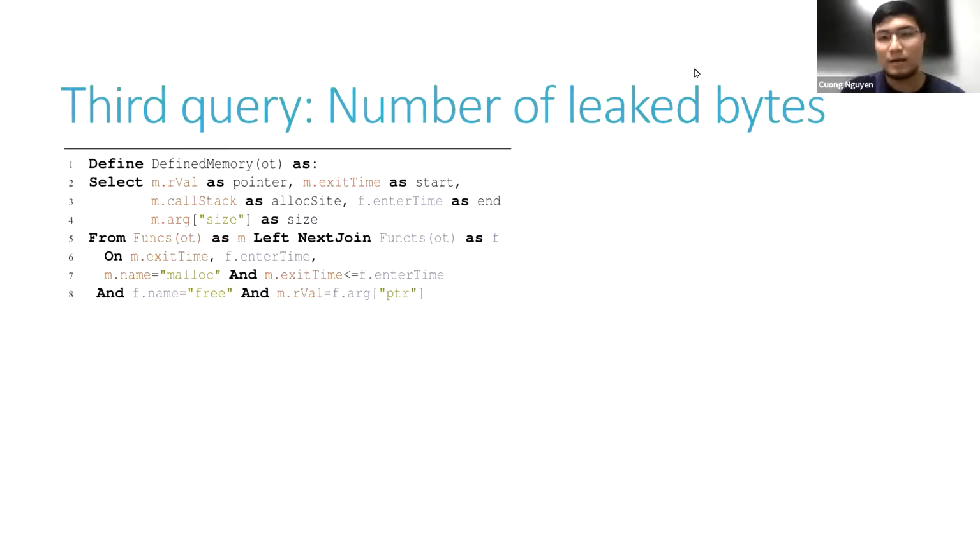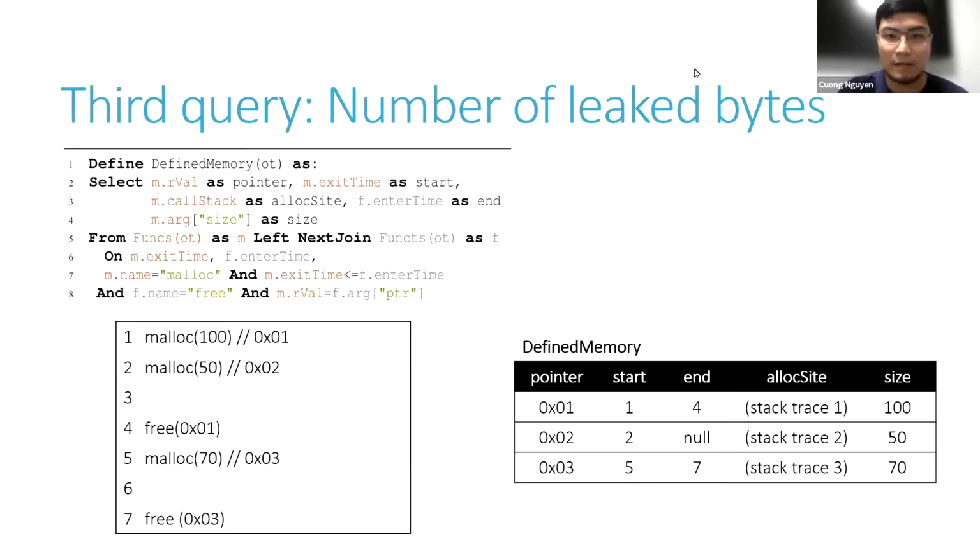To write the query for this question, we need to construct a new view called define memory. There's a lot going on here, so let's just look at the following example. Here I'm showing the calls to malloc and free, and on the left are the times that these calls happen. So at time 1, malloc is called to allocate 100 bytes, and it returned the address 01. This memory is later freed at time 4.